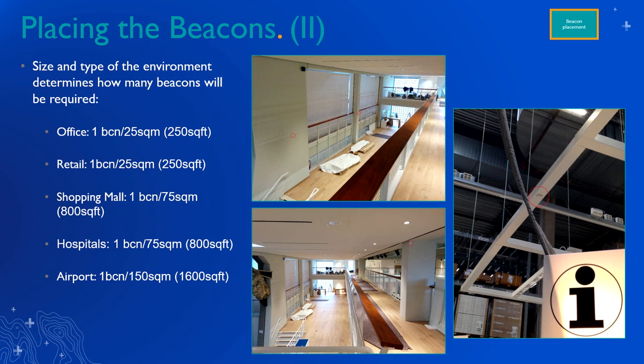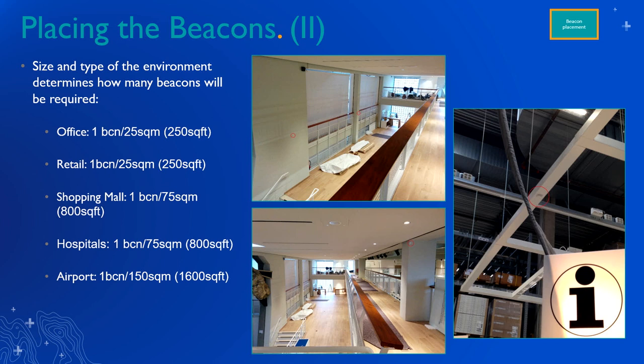So we just talked about some rough guidelines. What we typically end up with, as I said, depends a lot on the complexity. An office typically has rather narrow spaces, corridors that go around corners, et cetera. So on average, you can cover 25 square meters, which roughly translates to 250 square feet, with one beacon.